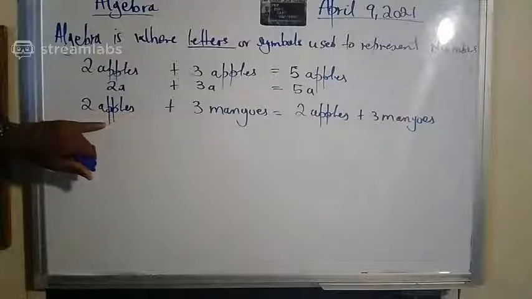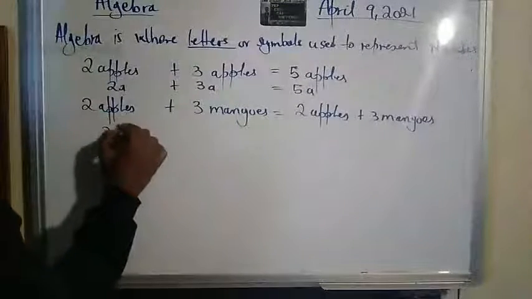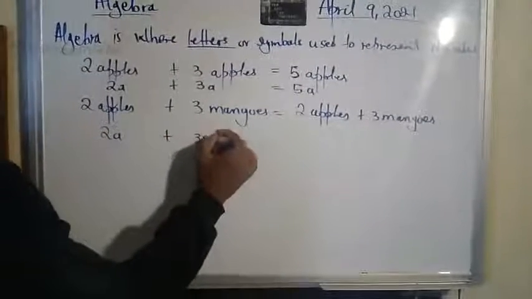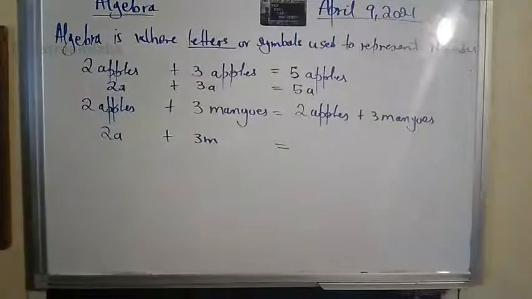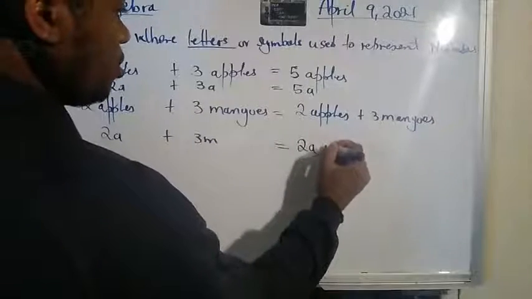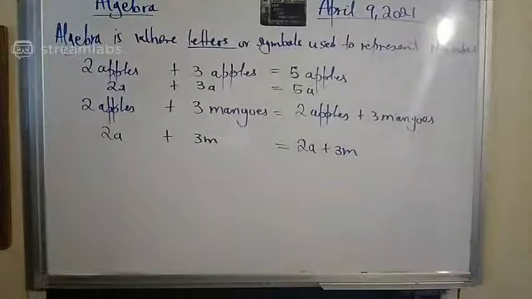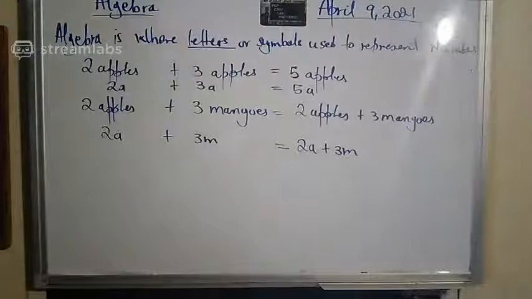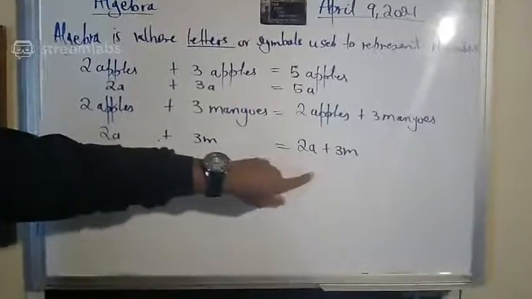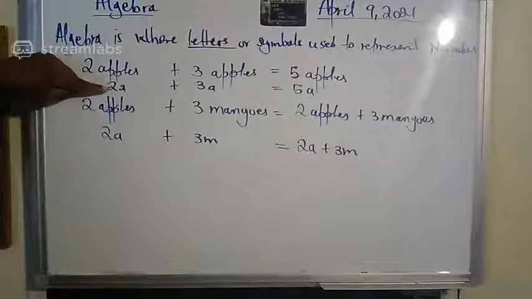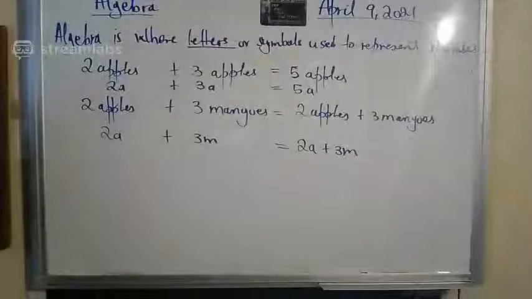So we're going to use A to represent apple here and M to represent mango. So look, 2A plus 3M. What is that equal to? It's the same thing. That is why they say we cannot add or subtract unlike terms, because they are different. So we cannot add 2A plus 3M because they are different. But we can add 2A plus 3A and we get 5A because they are like terms.